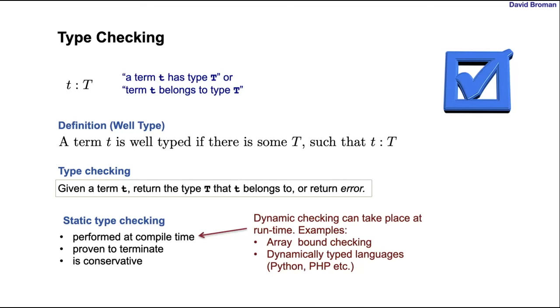And then we have instead dynamic type checking, which is taking place at runtime. For example, array bound checking that is done in, for example, Java or Haskell or OCaml, checks if you're accessing outside the array, you get an exception back instead of a program that crashes. So you check this at runtime instead. Or you have languages like Python or PHP, which is basically dynamically typed languages where everything is checked dynamically.